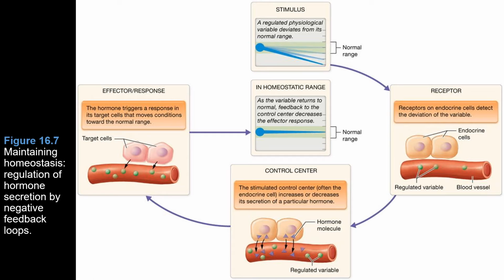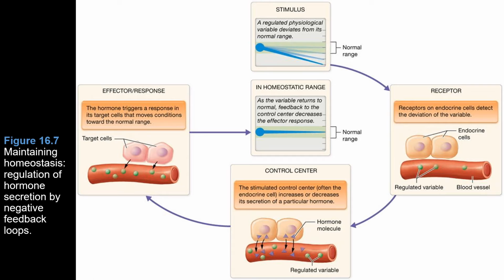A regulated physiological variable is going to deviate from its normal range. And this is either an increase or a decrease from its normal range. In this figure, we see that it is a decrease. So then receptors of the endocrine cell are going to detect this deviation of the variable. And that's because these cells continuously monitor those regulated variables, like glucose, calcium ion concentration, and body temperature. Well, after the detection occurs, this stimulated control center, which is oftentimes the same endocrine cell, is going to either increase or decrease its secretion of a particular hormone.